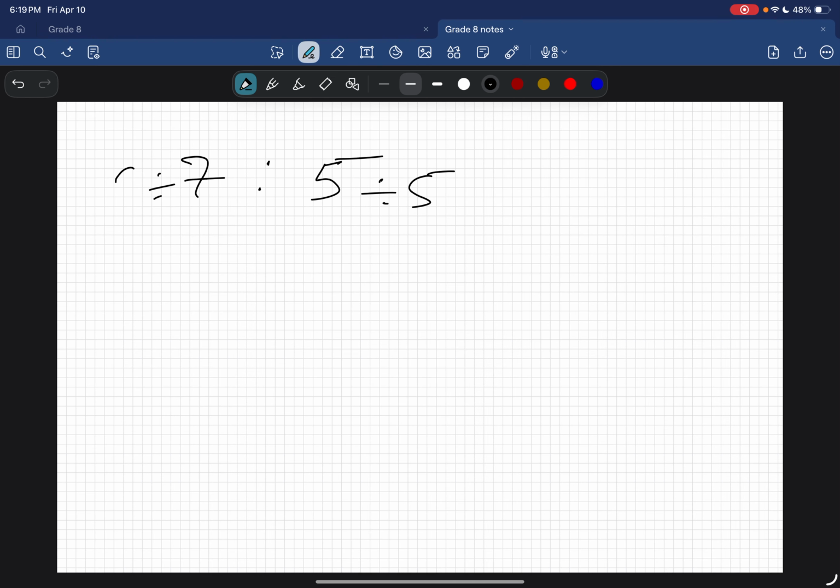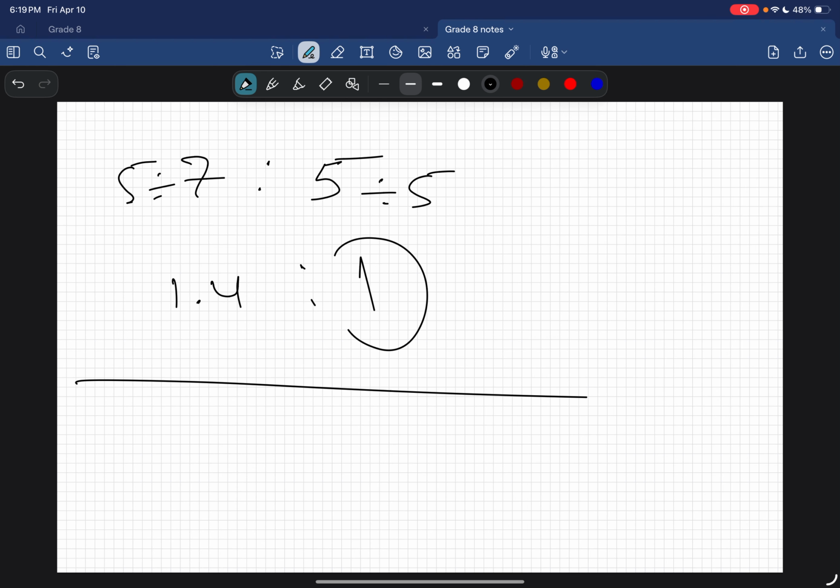When you divide 5 by 5, it's obviously going to be 1. That's why we call it unit ratio. And when you take 7 divided by 5, obviously it's going to be a decimal, which is 1.4. So 1 to 1.4. That's all. Basically, take one of the sides and make a unit ratio by dividing by the smaller amount, called the smaller factor.